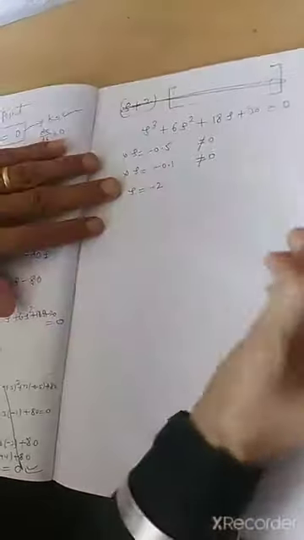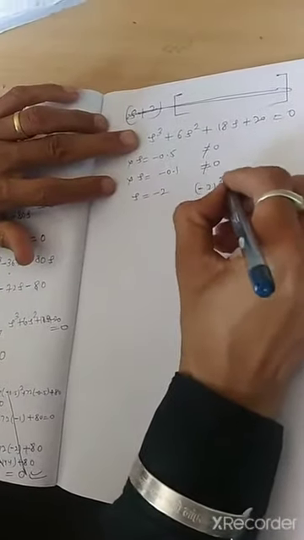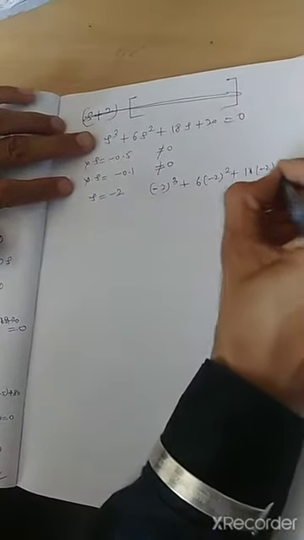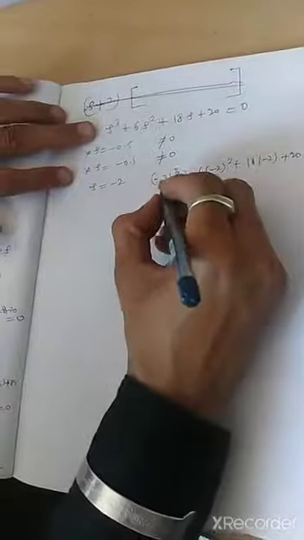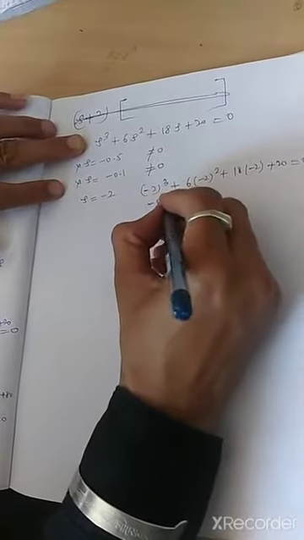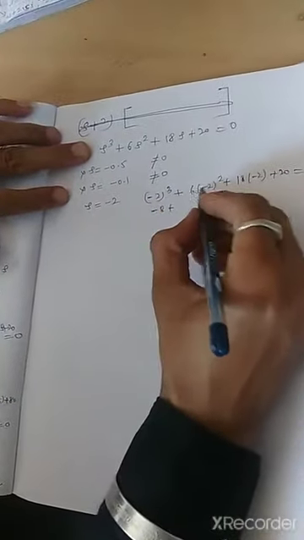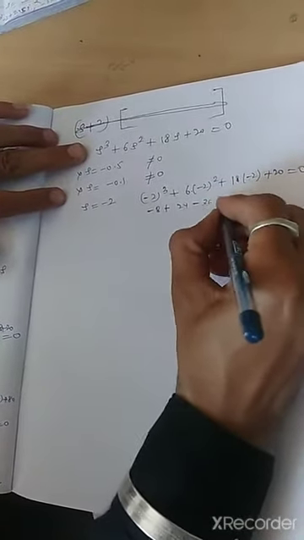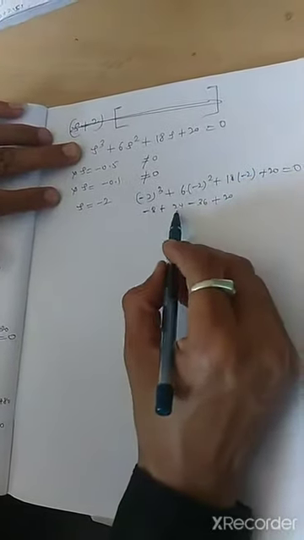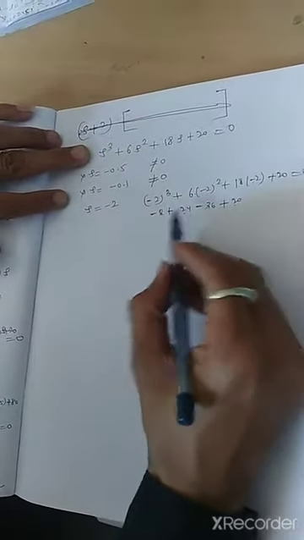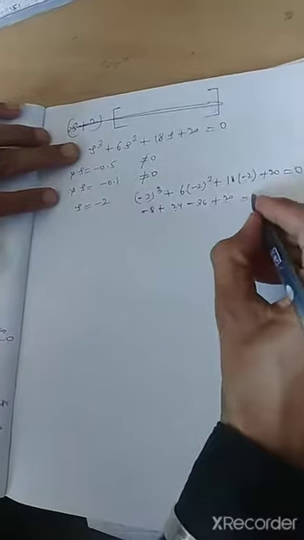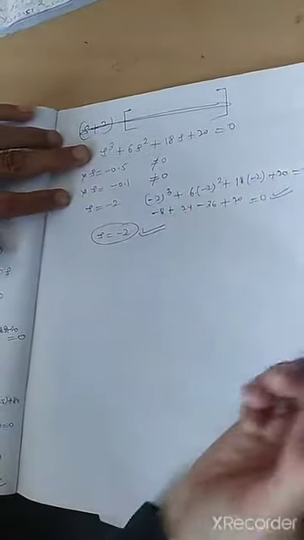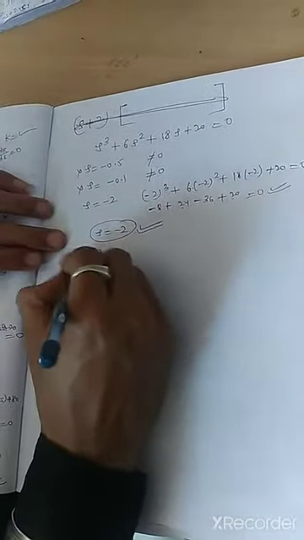But when I put s equal to minus 2, now see, minus 2 cube plus 6 times minus 2 square plus 18 times minus 2 plus 20 equal to 0. Okay. So this will be minus 8 plus 6 multiplied by 4, 24, minus 18 multiplied by 2, that is 36, plus 20. So see, 24 plus 20, that is 44, and 36 plus 8 is also 44. So this will be equal to 0. It means s equal to minus 2 is the correct root. So s plus 2 is one factor.